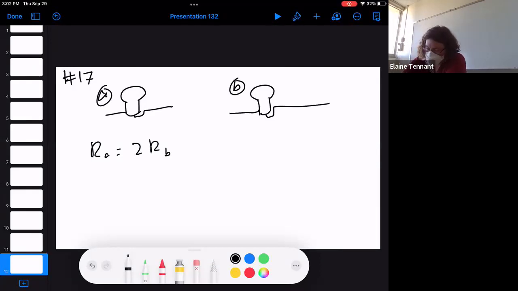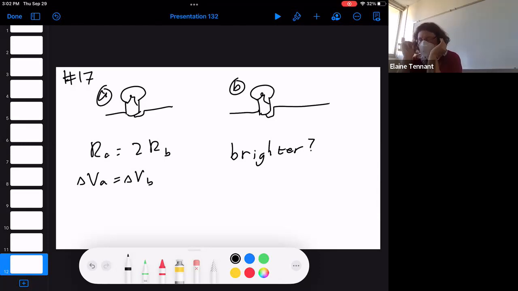And imagine that these guys are in a circuit in such a way that the voltage across A is the same as the voltage across B. So like the voltage drop across both of these are the same. Which of these bulbs is going to be brighter? The one with the higher resistance or the one with the lower resistance?